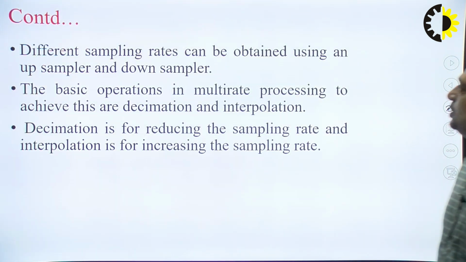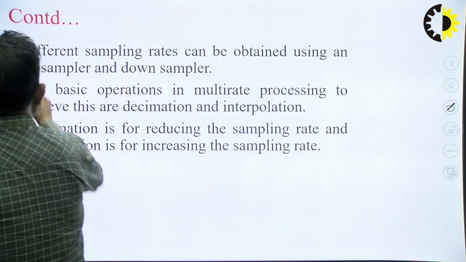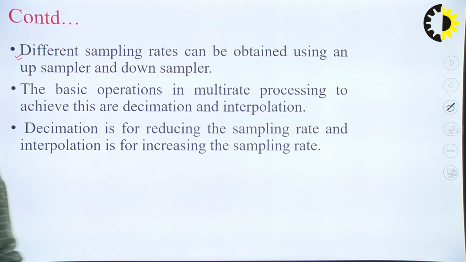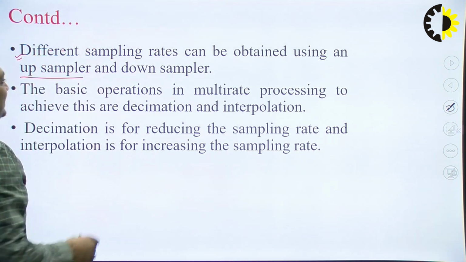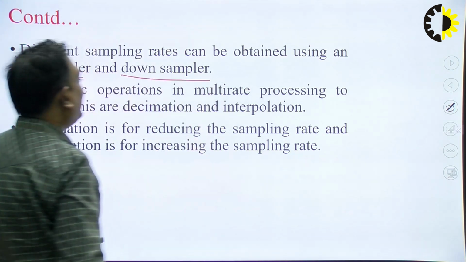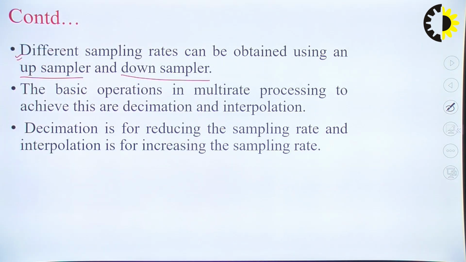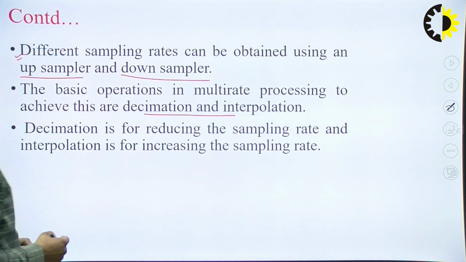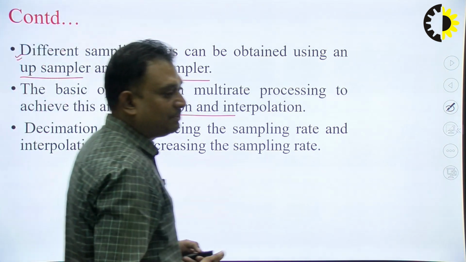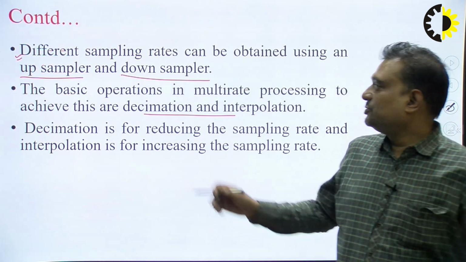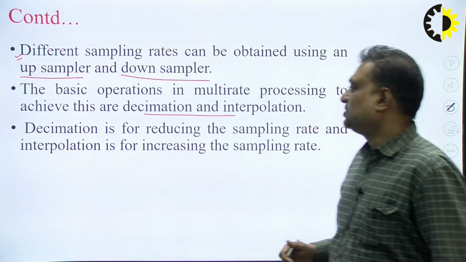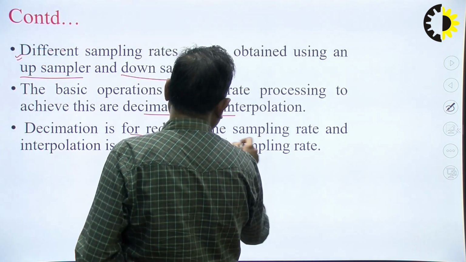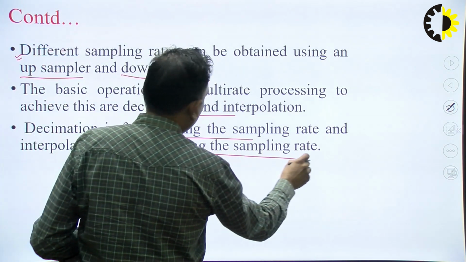Different sampling rates can be obtained using an upsampler and a downsampler. Basically, the upsampler is a device and the downsampler is a device. By using the upsampler we can increase the rate, and by using the downsampler we can decrease the rate. The basic operations in multi-rate processing to achieve this are decimation and interpolation. Decimation is used for reducing the sampling rate and interpolation for increasing the sampling rate.